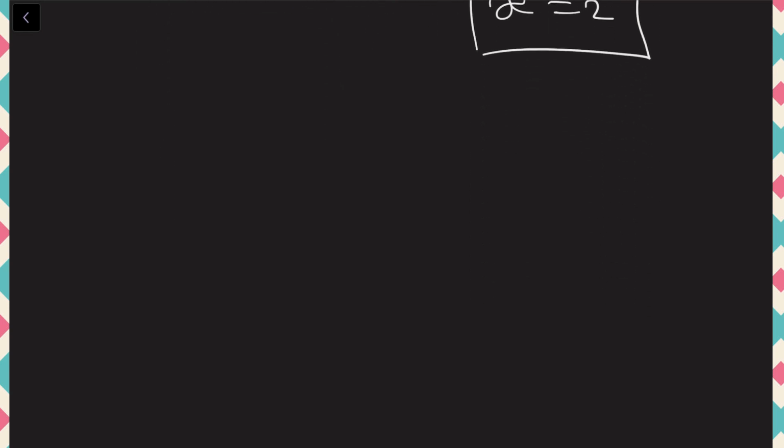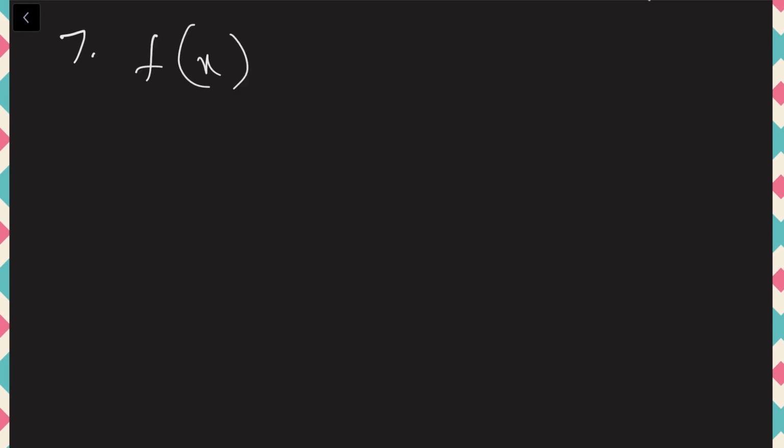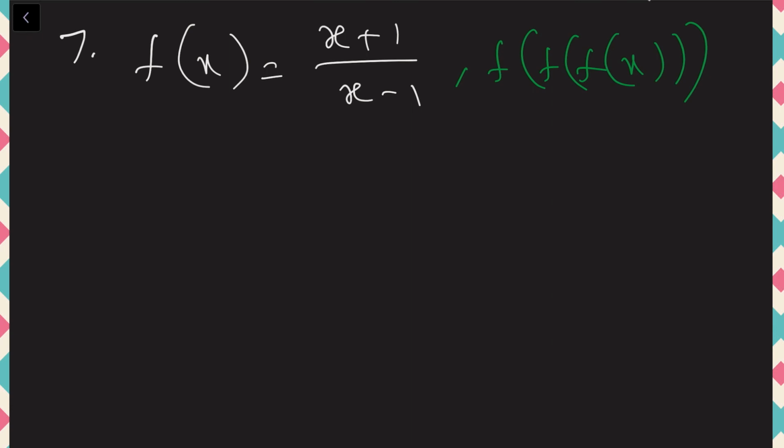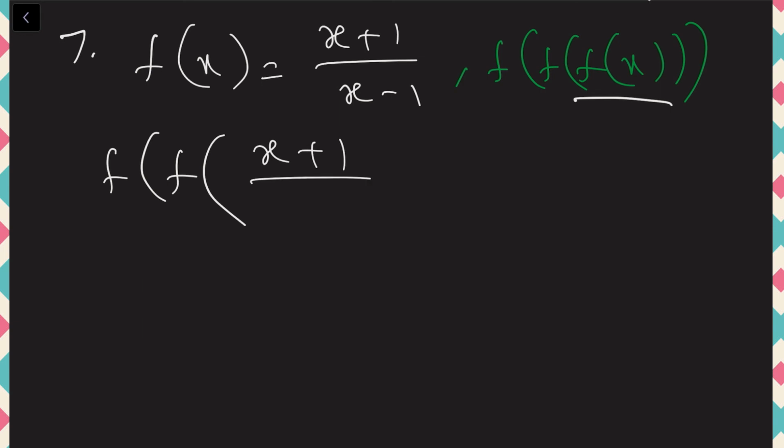Okay, now let us do the last problem in this exercise, 1 of B. f of x is given as x plus 1 divided by x minus 1. Then he is asking to find the value of f of f of x. First, I am going to solve the innermost function. f of x is nothing but x plus 1 divided by x minus 1. Now, this total x plus 1 by x minus 1, we need to substitute in the place of x.